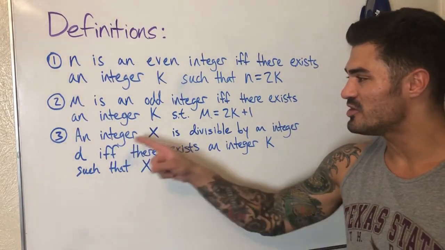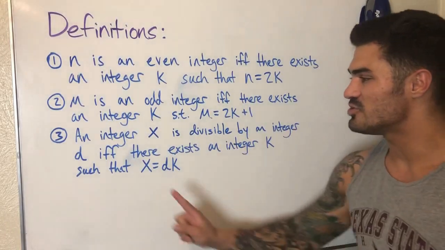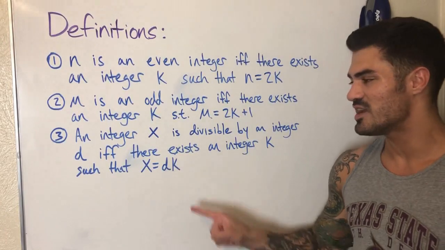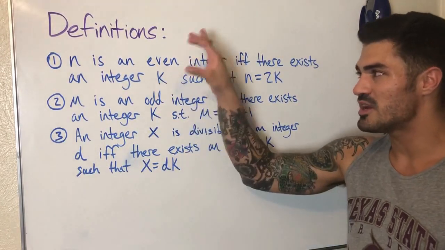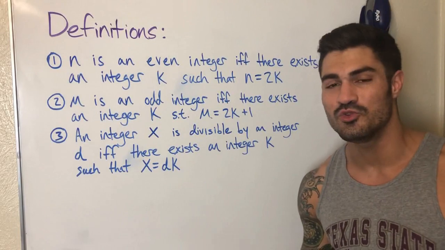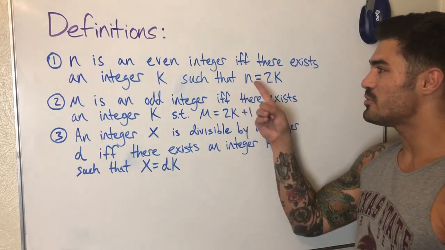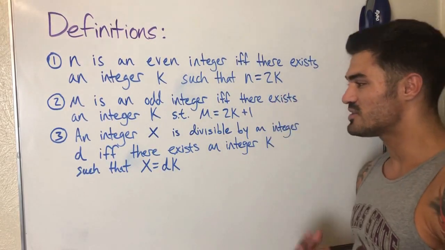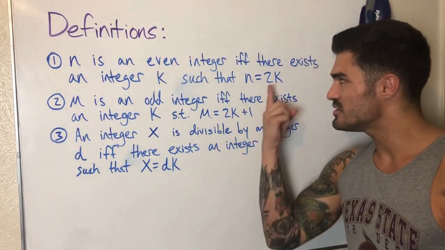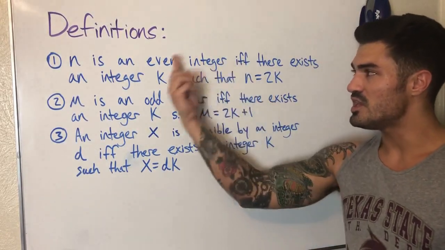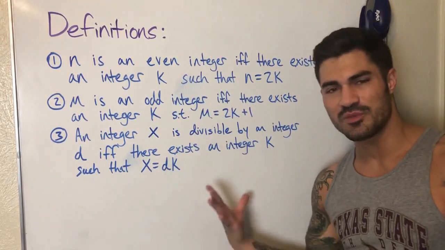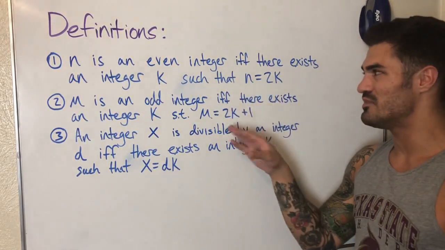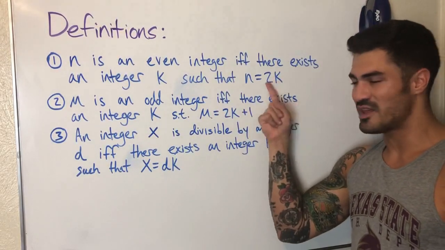All right, definition 3: an integer x is divisible by an integer d if and only if there exists an integer k such that x equals d times k. This might look like a lot, but think about what we said about even integers. They're divisible by 2, right? So since they're divisible by 2, we can write them as 2 times k. There exists some integer k such that 2 times k. Doesn't that line up here? In this case, our d is 2. So even integers fall under this divisibility definition. It's just a little bit disguised because we say they're even, and because there's no d, we're just saying that d is 2.